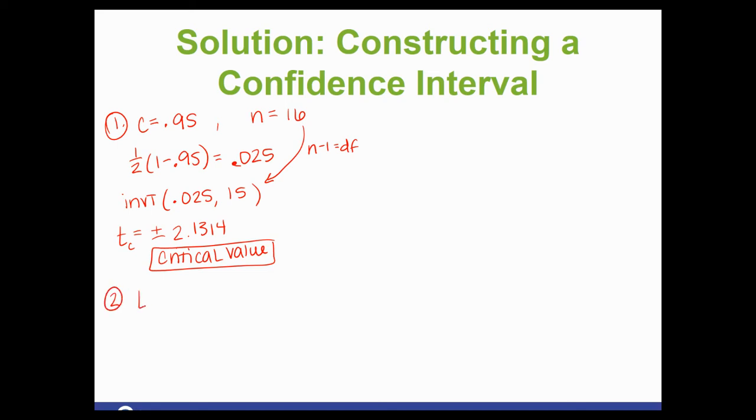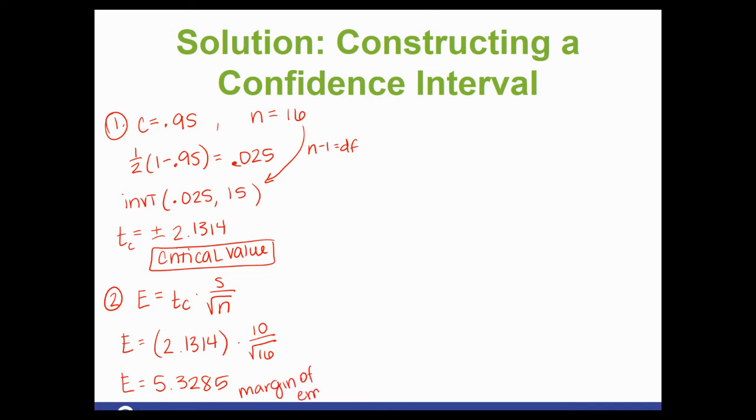Once we have the critical value, we can find the margin of error. So we plug in always the positive of our critical value. Our standard deviation was 10, and our sample size was 16. So margin of error should always come out positive, 5.3285. This is your margin of error.